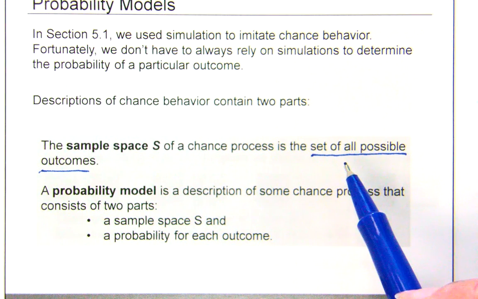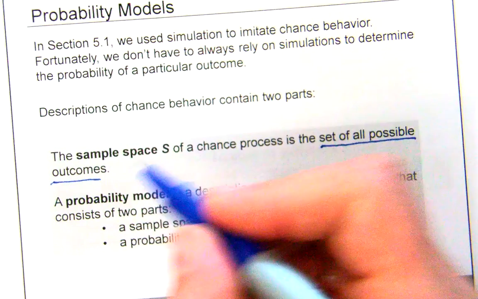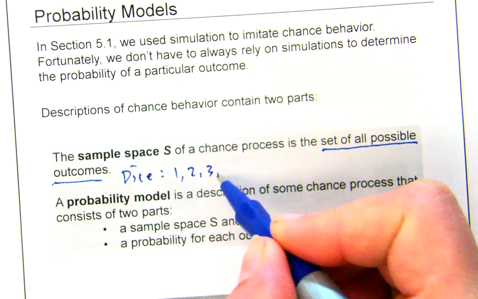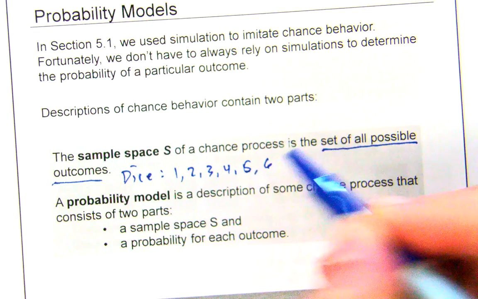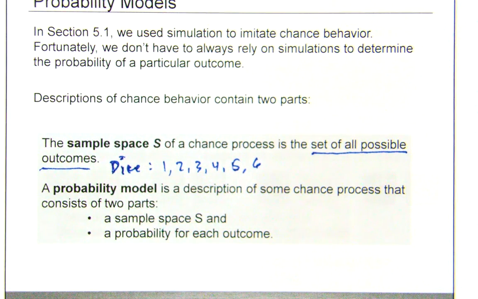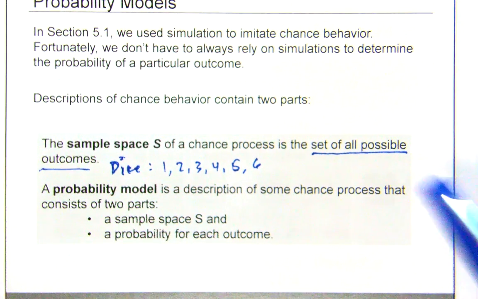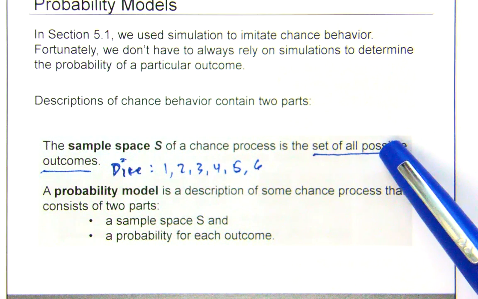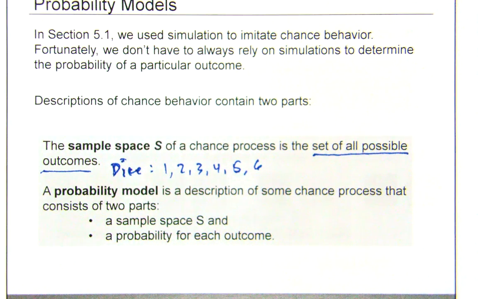The set of all possible outcomes is a sample space. For example, if you're rolling a die, the set of all possible outcomes is 1, 2, 3, 4, 5, and 6. If you're talking about a coin, the entire sample space is just heads or tails. In a classroom, the names of all your kids would probably be your sample space. It just depends on what you're talking about, but it's the set of all possible outcomes.